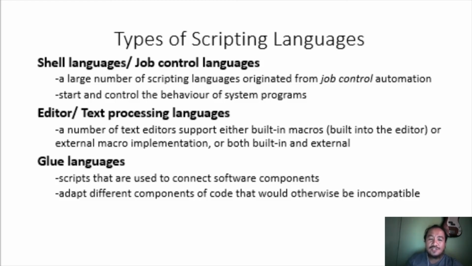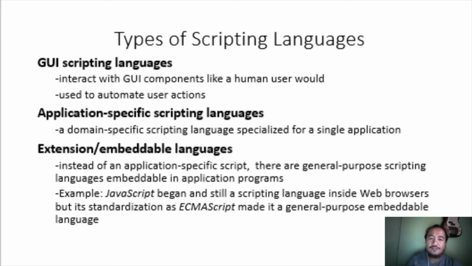Then we have glue languages. Glue languages are scripts that are used to connect software components. They adapt different components of code that would otherwise be incompatible. Usually they are general purpose scripting languages and inherit a rich set of features from both shell languages and text processing languages. Other types of scripting languages, we have GUI scripting languages. These languages interact with GUI components like a human user would, and they are used to automate user actions.